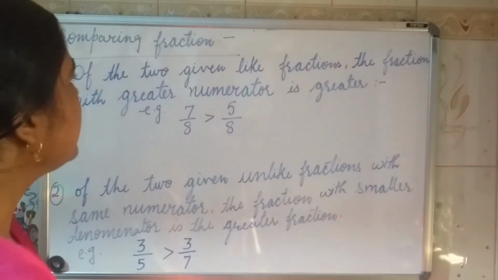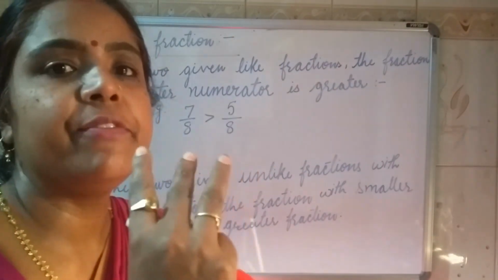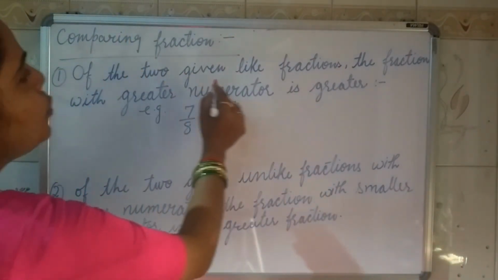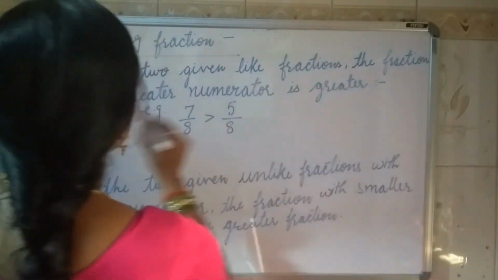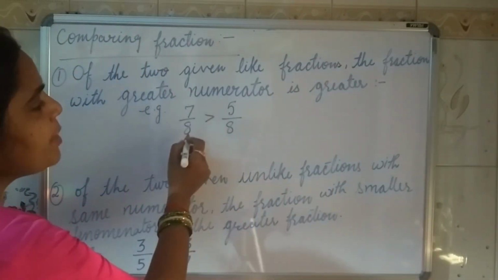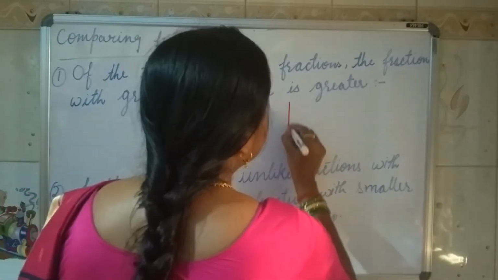Now we are switching to comparing fractions. There are three types of comparing fractions. Three types are there. First one, of the two given like fractions, the fraction with greater numerator is the greater fraction. For example, 7 upon 8 is greater than 5 upon 8. I will explain you with an example.